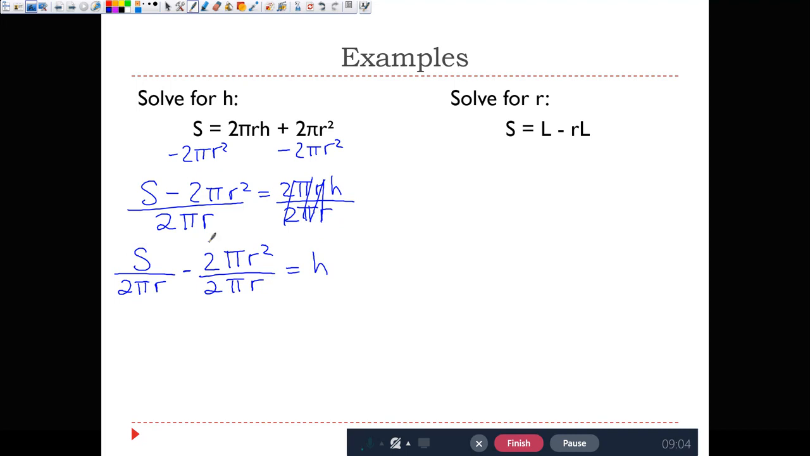So our 2's are going to cancel out here, my pi's are going to cancel out here, and r squared is the same thing as r times r. So one of my r's is going to cancel out. So I'm going to be left with s over 2 pi r minus r, because I still have this r remaining, equals h.